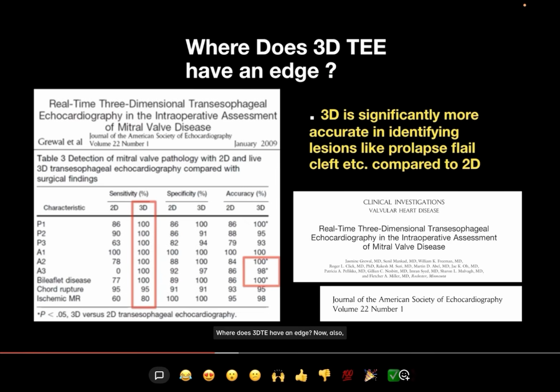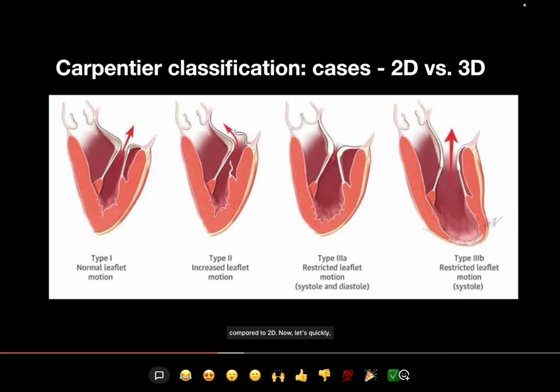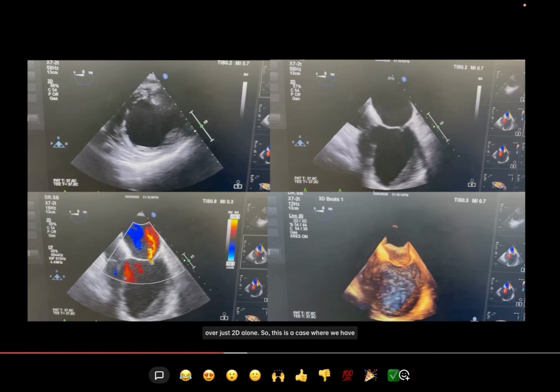And also, 3D is significantly more accurate in identifying lesions like prolapse, flail, cleft, etc. compared to 2D. Now let's quickly go to different cases and try to identify how 2D and 3D are complementary, but 3D is better in many ways over just 2D alone.